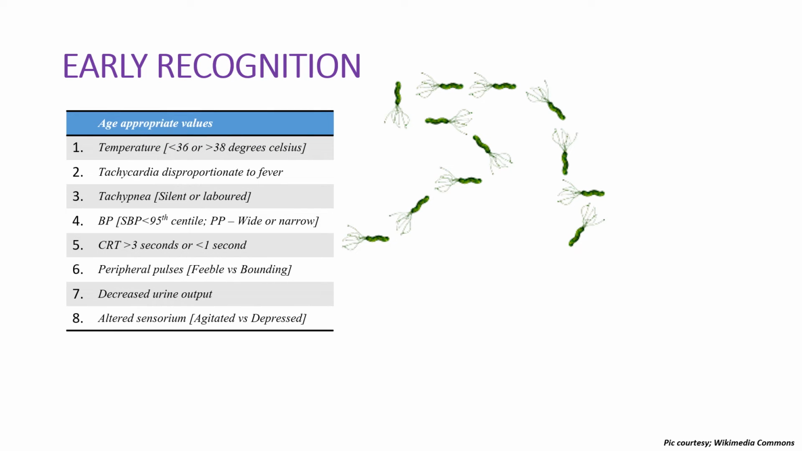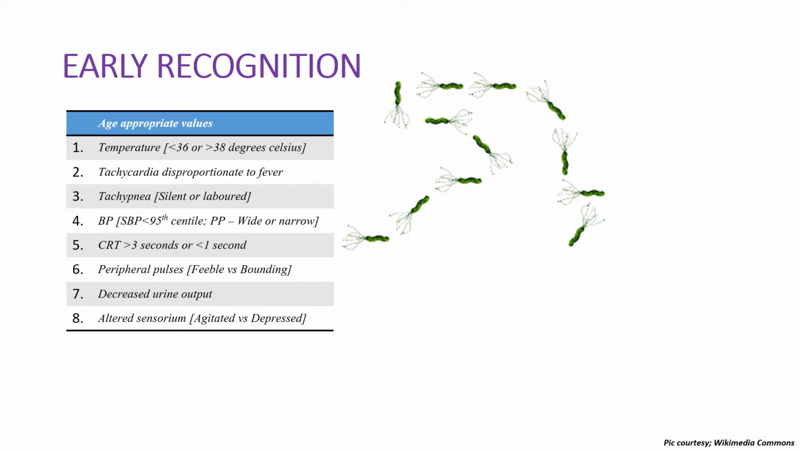Early recognition involves at least knowing the age appropriate values. Temperature less than 36 degrees centigrade, that is hypothermia, or more than 38 degrees centigrade, hyperthermia, is detrimental. Tachycardia disproportionate to fever. It is said that for every 1 degree centigrade rise in temperature, heart rate can increase by 10. Silent or labored breathing. Systolic blood pressure less than 95th centile or wide or narrow pulse pressure. Now what is pulse pressure? Pulse pressure is the difference between systolic and diastolic blood pressure.